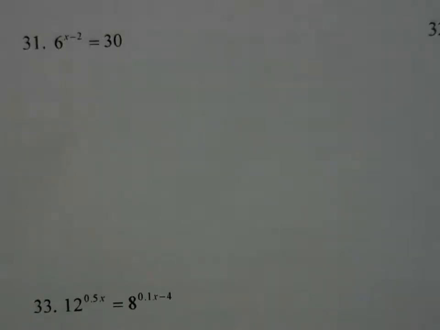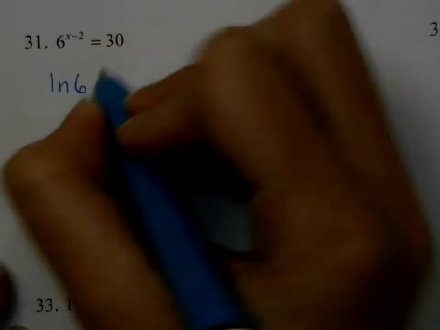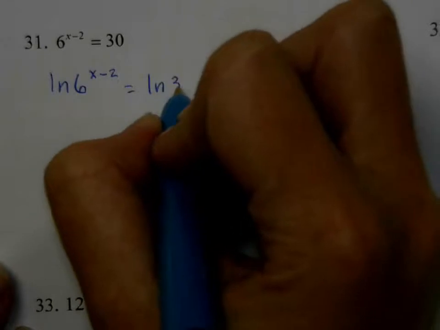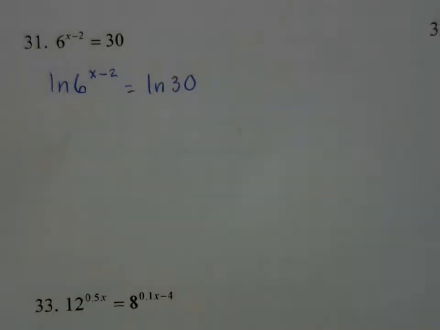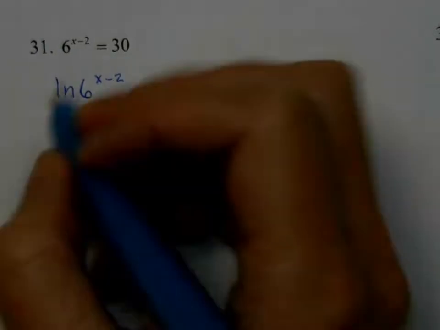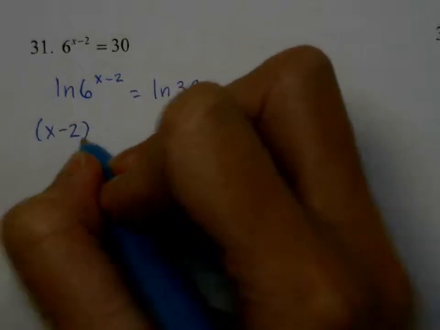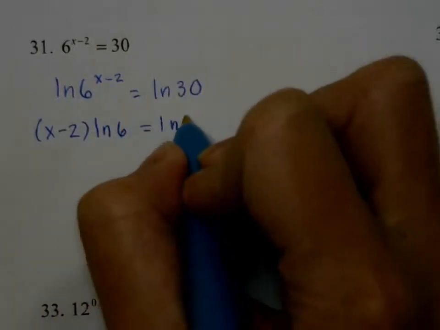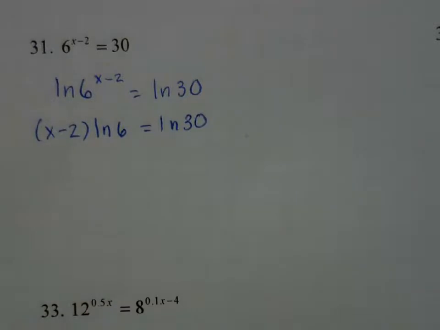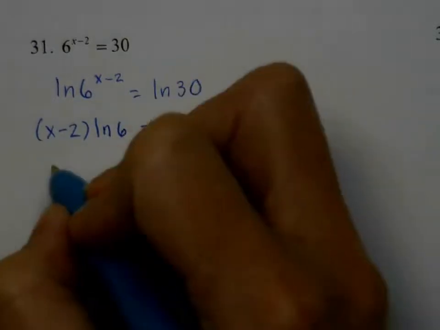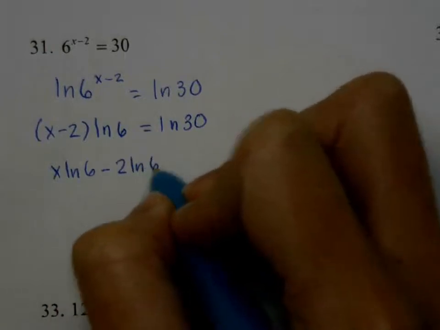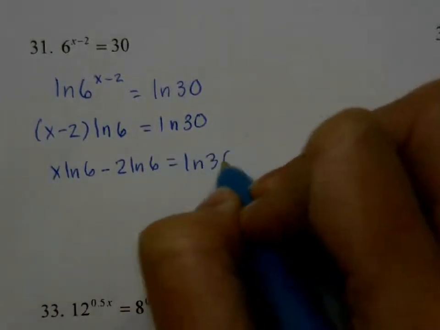We're still going to do natural log on both sides, but the natural log doesn't cancel out the 6. What it does allow us to do, though, is to take this x minus 2 and get it out of being the exponent. Okay, so I'll distribute through. So x natural log of 6 minus 2 natural log of 6 equals the natural log of 30.